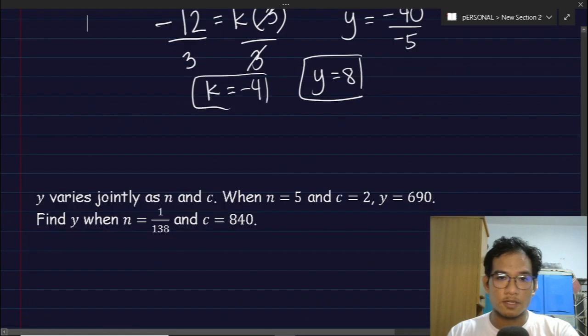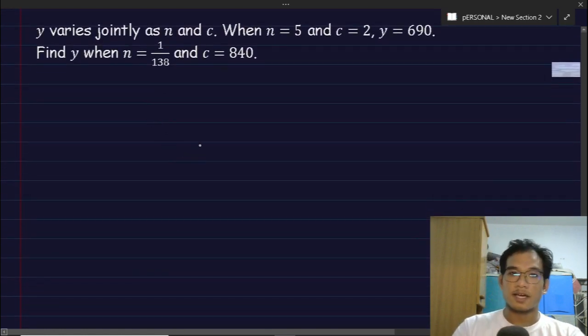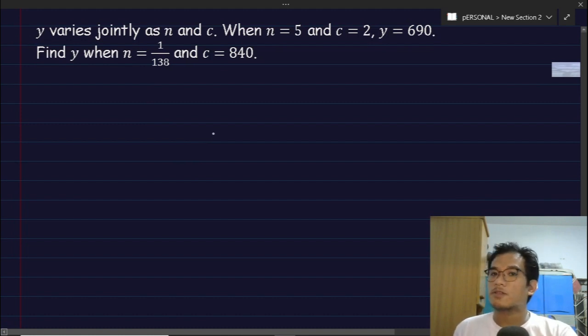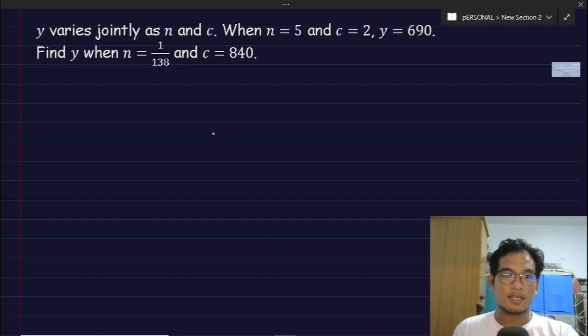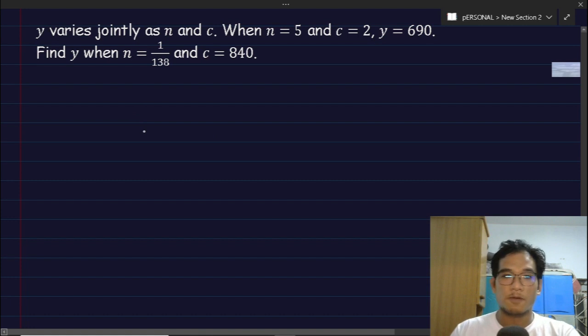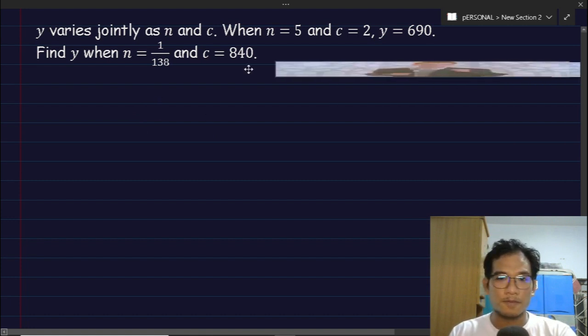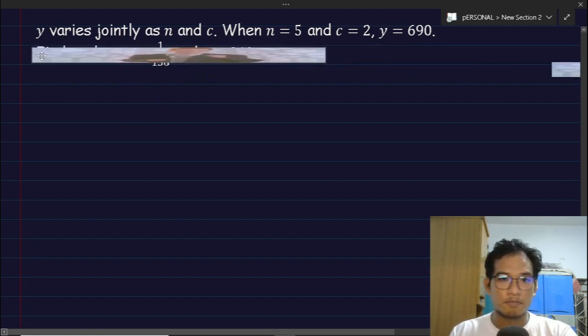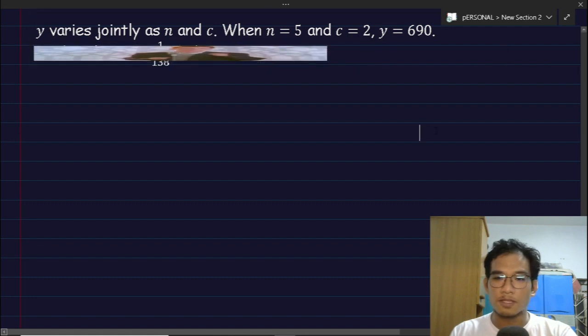Okay, so let's consider another problem. y varies jointly as n and c. When n is equal to 5 and c is equal to 2, y is equal to 690. Find y when n is equal to 1 over 138 and c is equal to 840. Okay, so again, we can forget about the last sentence here, or cover it if we want to go a little bit extreme. And then we need to find k and the equation of variation.